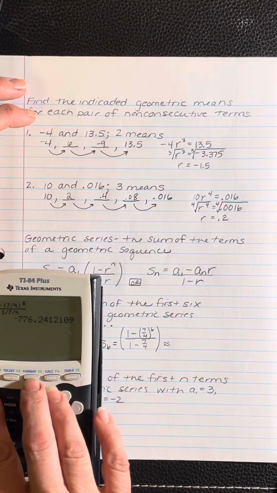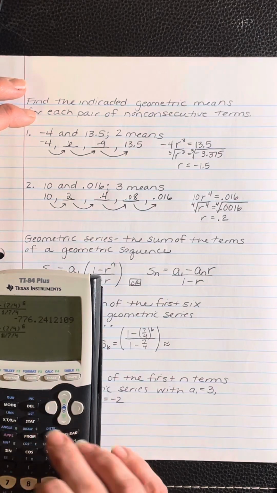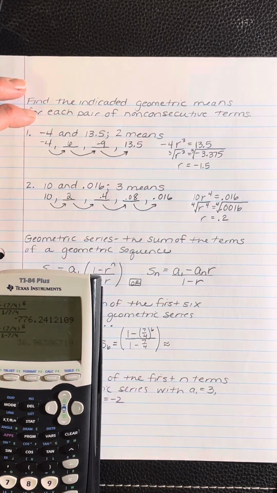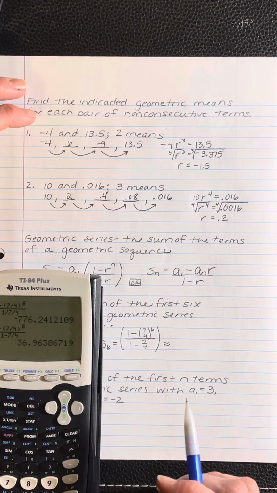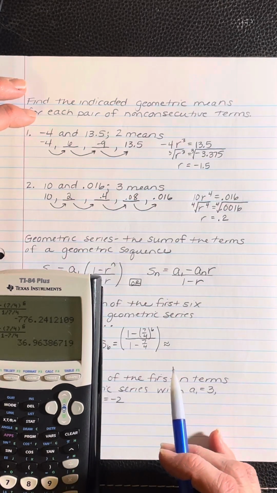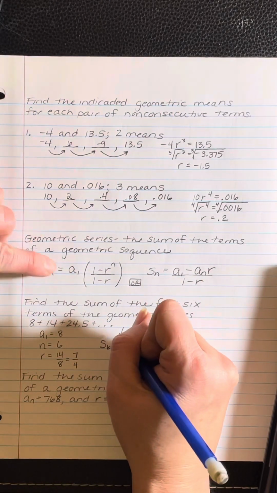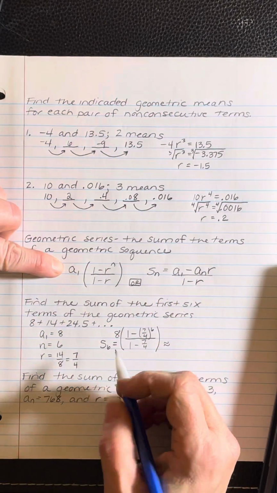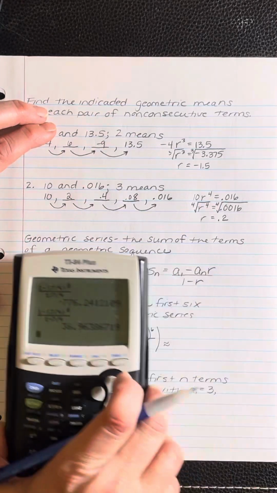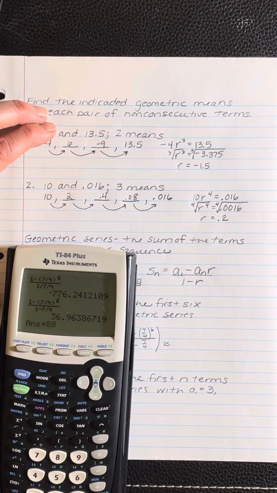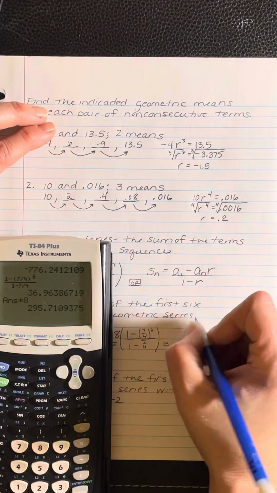Oops. This should be a minus. And then I have to multiply that times, forgot my 8 in front of here. My bad. A sub 1 times this. So I have to multiply that times 8. There we go. That seems a little more reasonable.